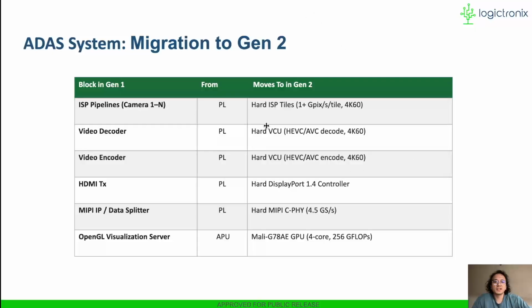The first thing is we're moving 5 of the PL blocks to the hard IP. The ISP pipelines move to the hard ISP tiles. The video decoder and encoder move to the hard VCU. Previously, encoding was done on the PL, and only decoding is in the Gen 1. The HDMI TX IP that is instantiated in the programmable logic will also be moved to the hard DisplayPort 1.4 controller. So the protocol change is here.